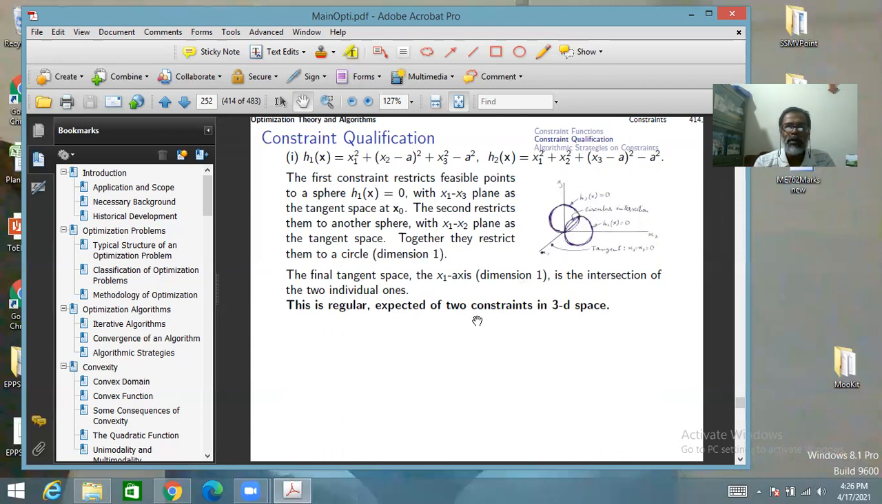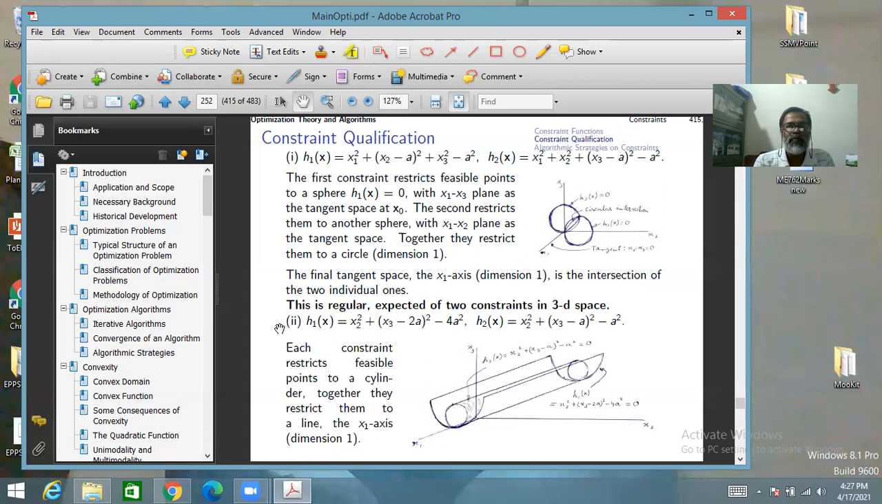Okay, so this is how you expect the behavior of two constraints in 3D space. The intersection is one-dimensional because from 3 dimensions each constraint reduces one dimension. So the feasible space is one-dimensional. Its tangent is also one-dimensional. Good. And the other perspective of that would be that the tangent to this surface is 2D, the tangent to that surface is also 2D, and these two planes intersect and give you a line, which is one dimension. So whichever way you look at it, this is how it should happen.